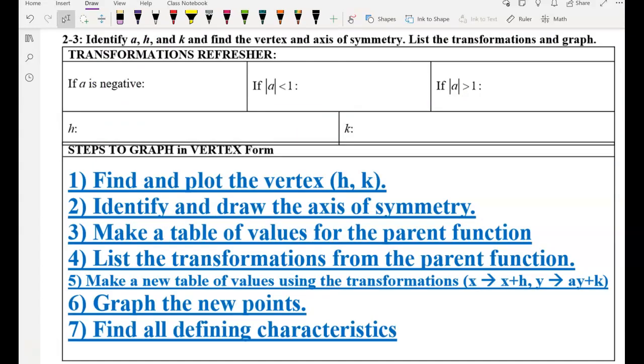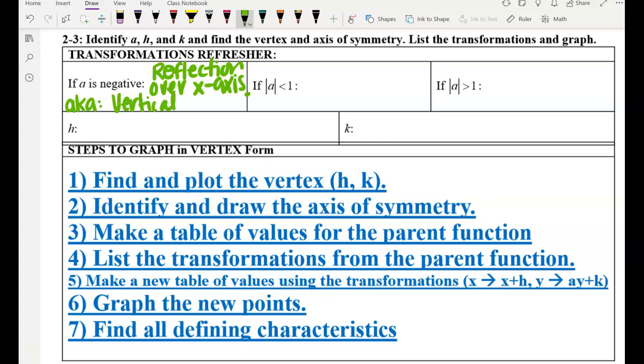Okay. We have 2 more examples to go. So examples 2 and 3 say identify your a, h, and k values and find the vertex, axis of symmetry, list of transformations, and then fill out the characteristics, okay? So transformations refresher, just like what you guys did with the Desmos. If your a is negative, you're going to have a reflection over the x-axis. Now, sometimes you will hear one of the teachers say it's a vertical reflection. That is the same thing.